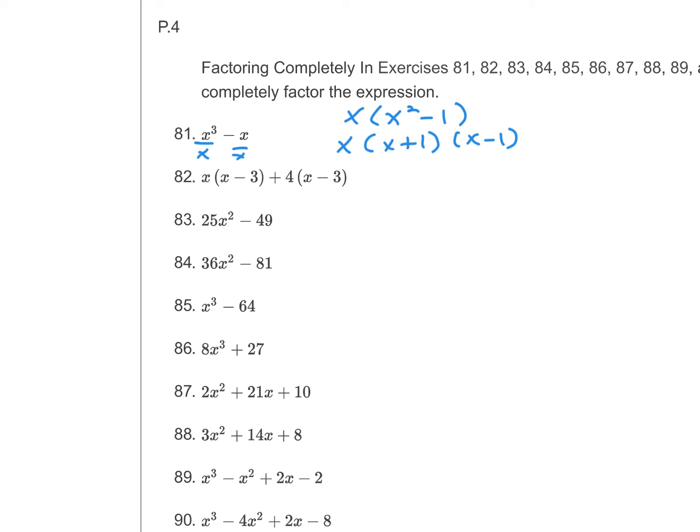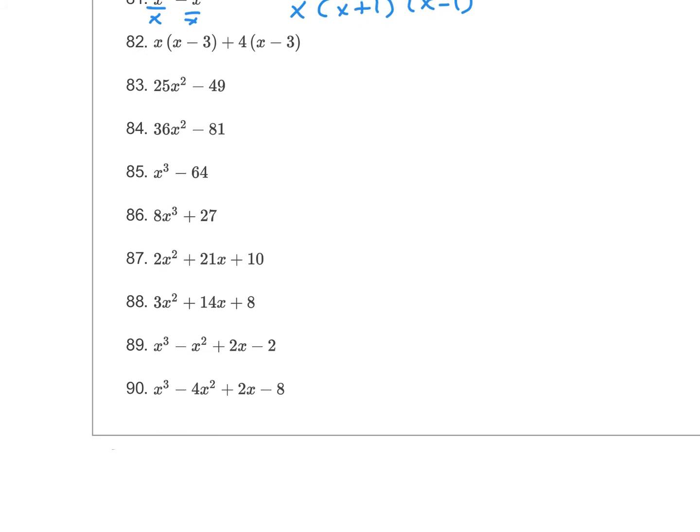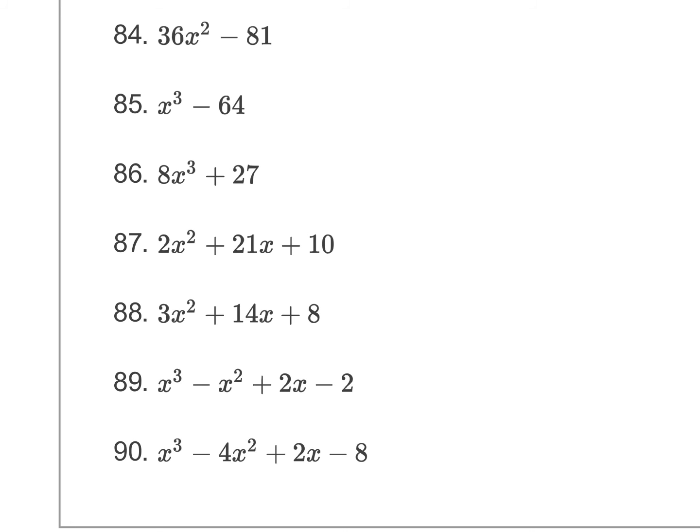All right, so let me jump down here to number 87, because she wanted to see one of those. So again, I'm going to look, there is no GCF. So here's where I'm going to do the 4-term polynomial and do factor by grouping instead of guessing and testing. So I'm going to multiply the first and the last, and this is going to give me 20x squared. So I'm looking for 2 numbers that will multiply to give me 20 or 20x squared, and the same 2 numbers that when I add them are going to give me the middle, the 21x.